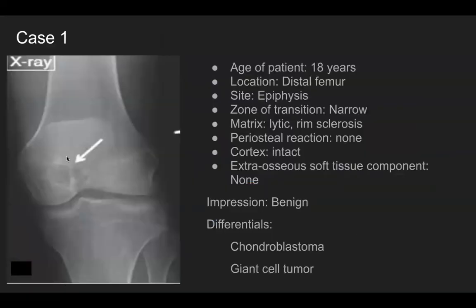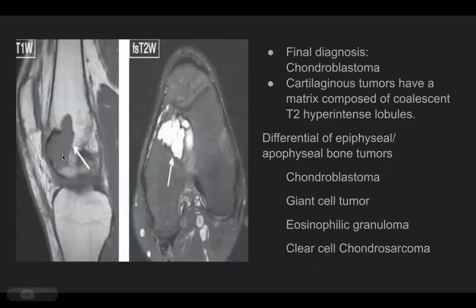He's an 18-year-old male, and we can see the lesion. So we'll describe the lesion. The lesion is in the distal femur. It is in the epiphysis. It is a narrow zone of transition. It has got a sclerotic rim. There is no periosteal reaction. The cortex is intact, and there is no extraosseous soft tissue mass. So narrow zone of transition in less than 30 years old, we can classify this tumor into 100% benign tumor. And the differentials include two most common tumors which occur in the epiphysis. First is a chondroblastoma, and other is the giant cell tumor. And this tumor is actually a chondroblastoma.